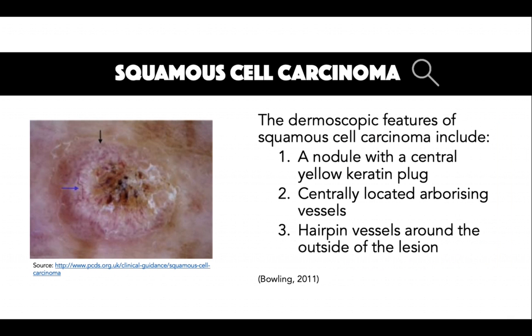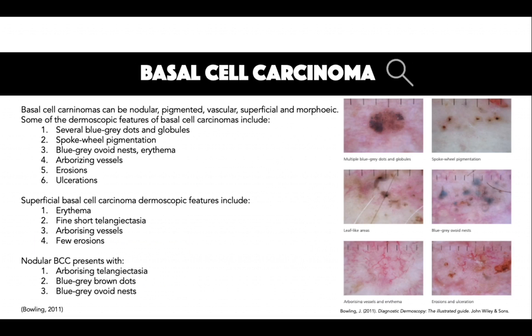Squamous cell carcinoma. The dermoscopic features of squamous cell carcinoma include a nodule with a central yellow keratin plug, centrally located arborizing vessels, and hairpin vessels around the outside of the lesion. And finally, basal cell carcinomas.